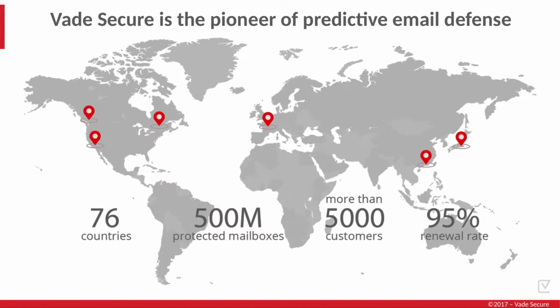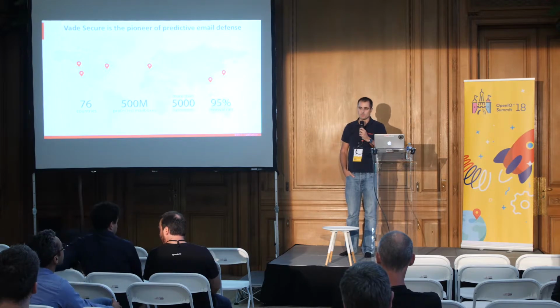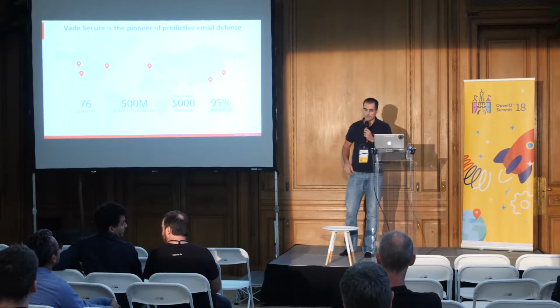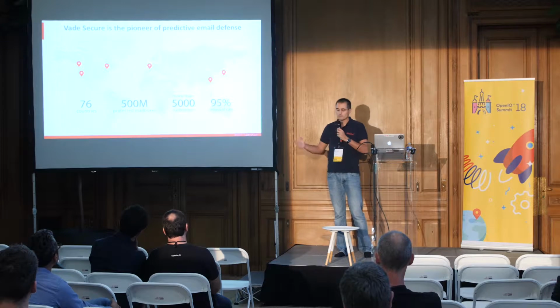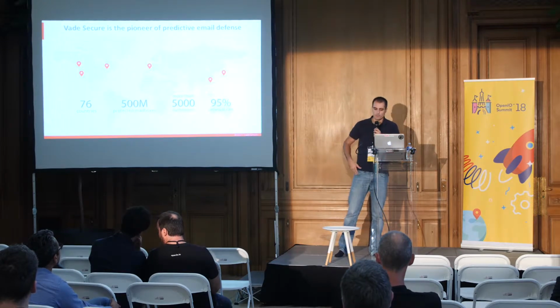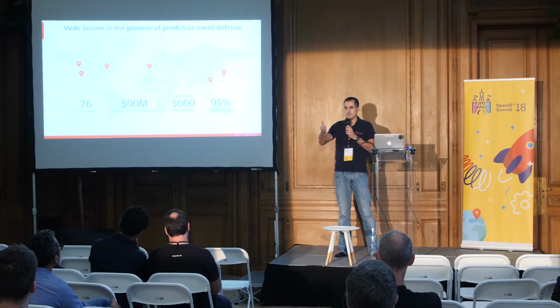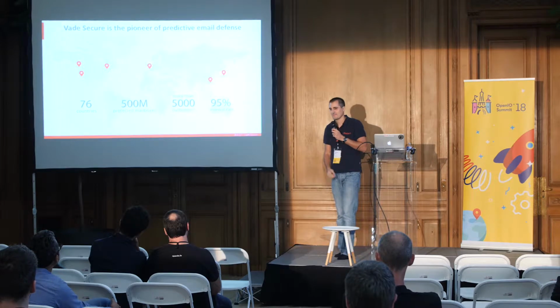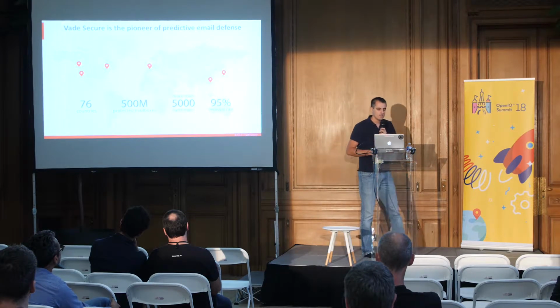So at Vade Secure, we are an email security company that used to be primarily focused on the ISP market. This is why we actually protect more than 500 million active users around the world. All the offices are spread across the world. We have offices in Japan, here in Europe, in Paris, and in Lille, in the same offices as OpenIO. And then we also have offices in San Francisco, Vancouver and Montreal.